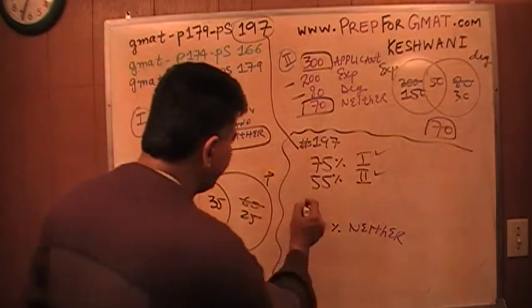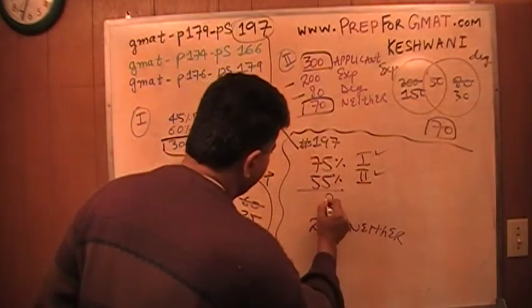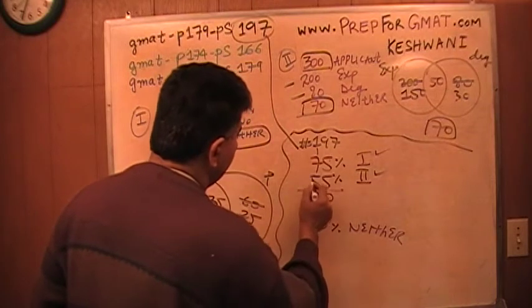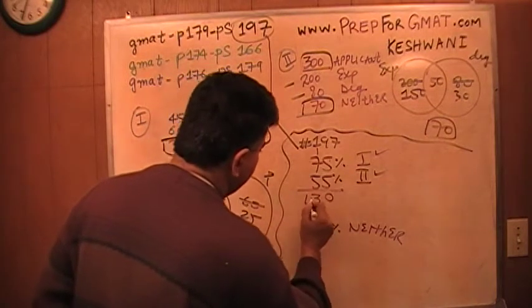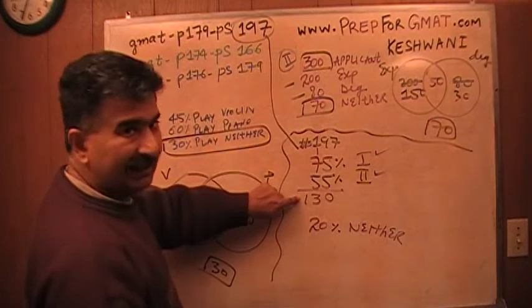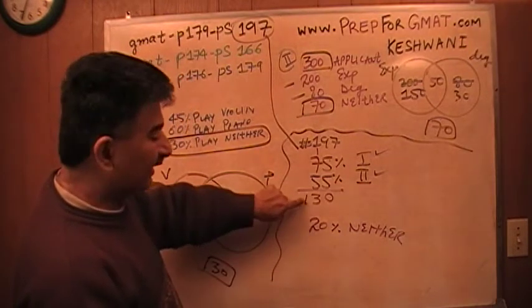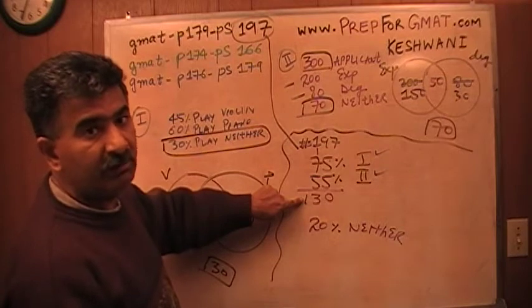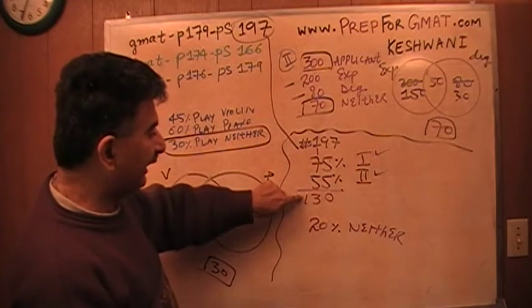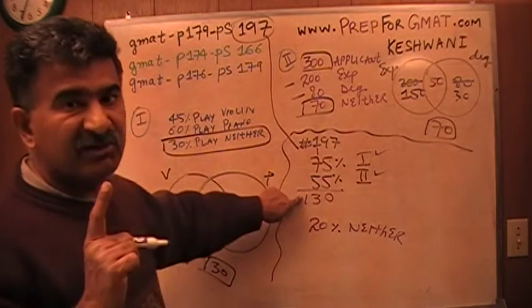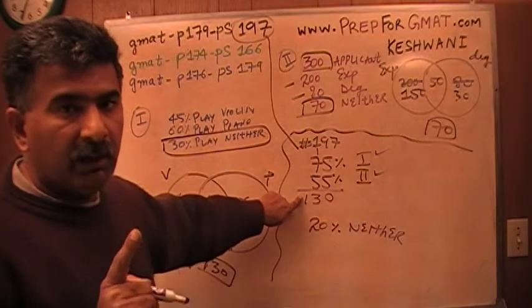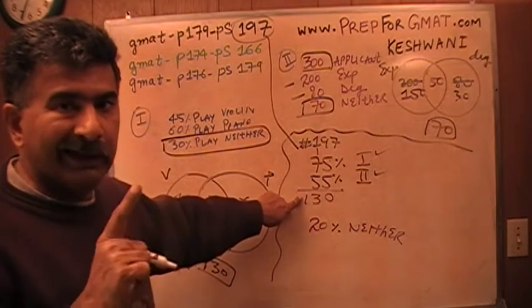But when you add them up here, 5 plus 5 is 0, carry 1, 8 plus 5 is 13. That's 130. It should be 80, because 20% answered neither, which means 80% answered either one of the questions correctly or both of them. Instead of being 80, this is 130. That tells me that 50% of people answered both question 1 and 2 correctly.